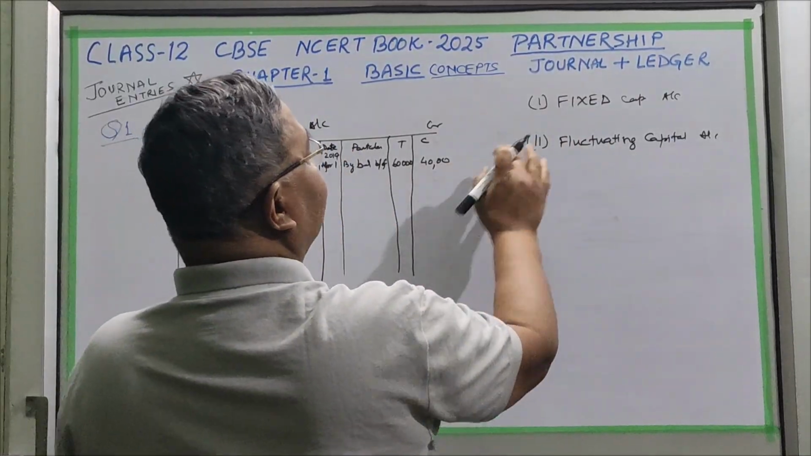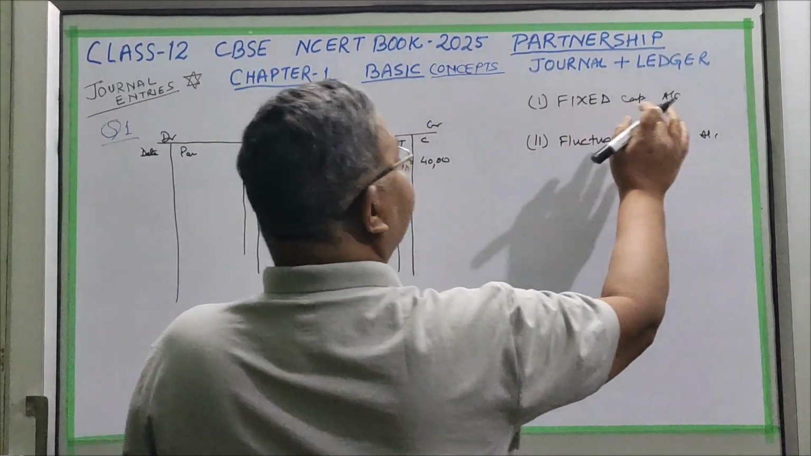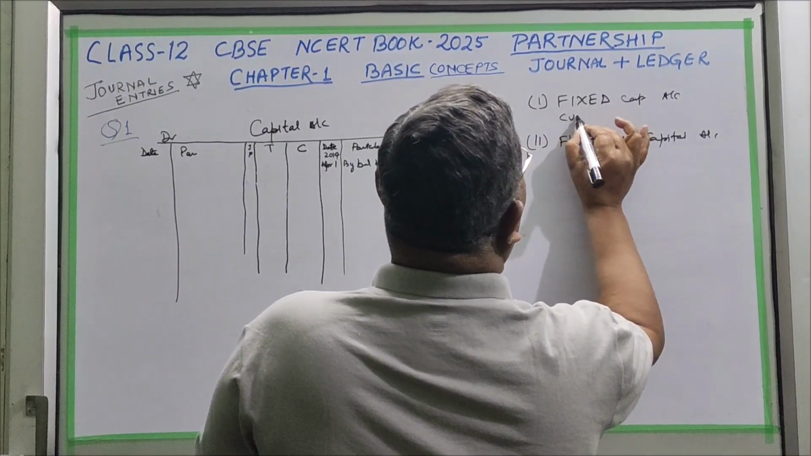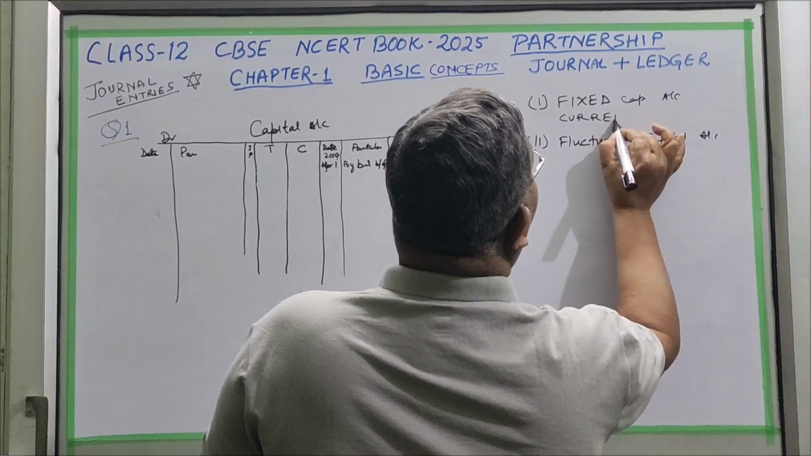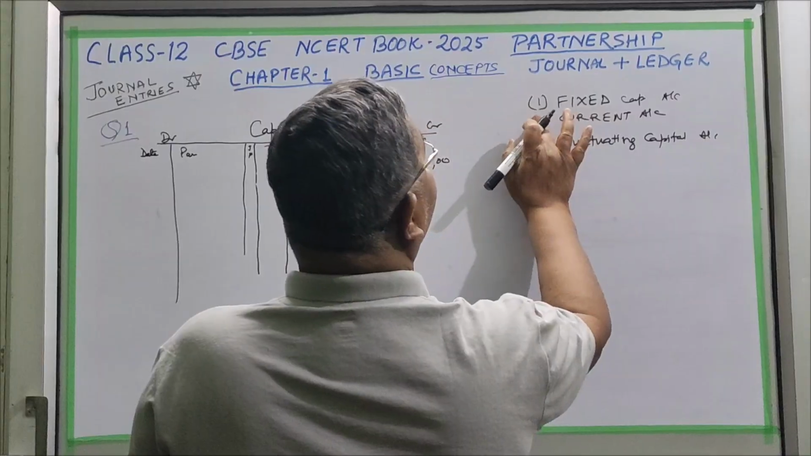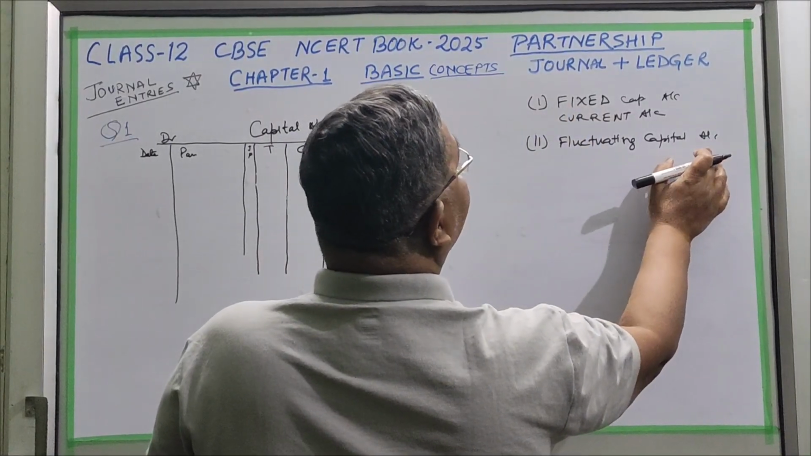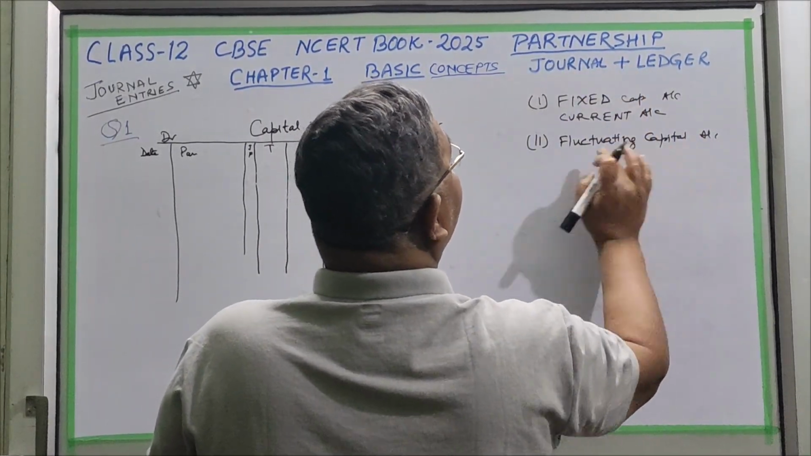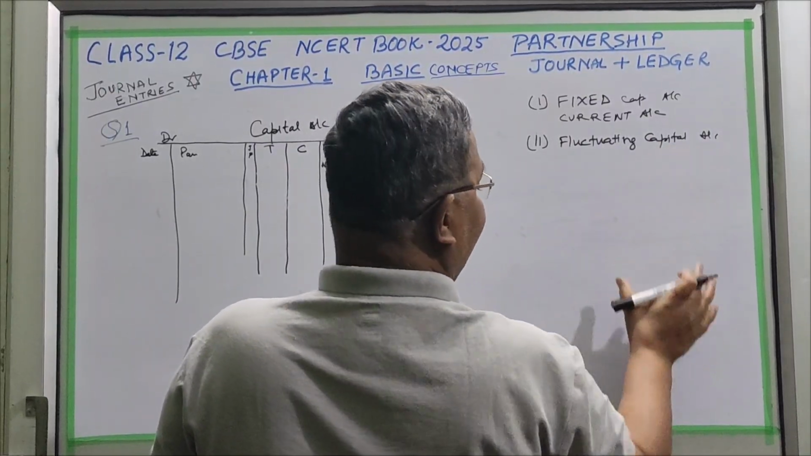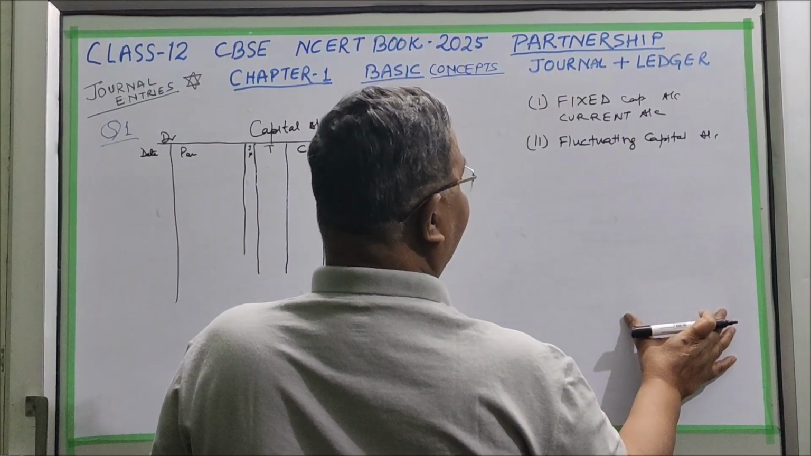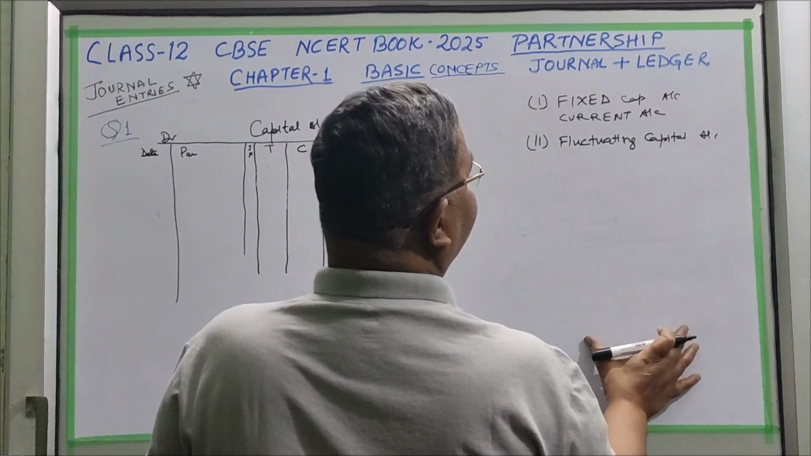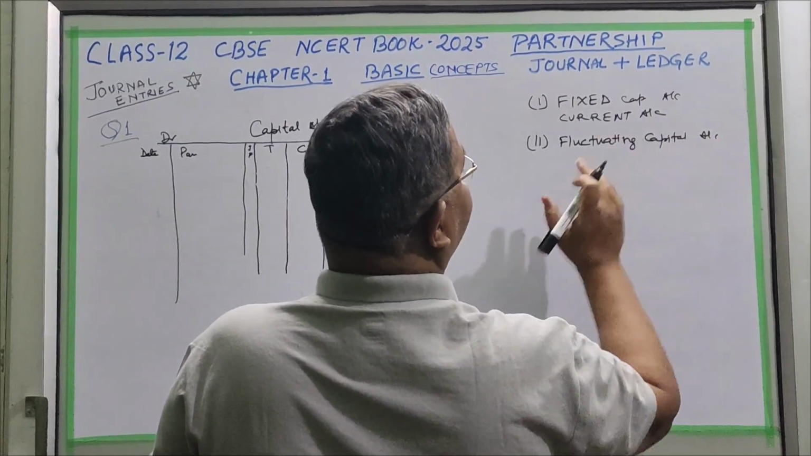So first we will talk about the fixed capital account, and when fixed capital account is there, you have to make another account, current account, of each partner. These two accounts are in system 1, and if fluctuating capital, both merge here, meaning fixed capital entries and current account entries will also come here. Like I have shown, while doing the ledger I made the journal and a current ledger. So that was fluctuating capital.